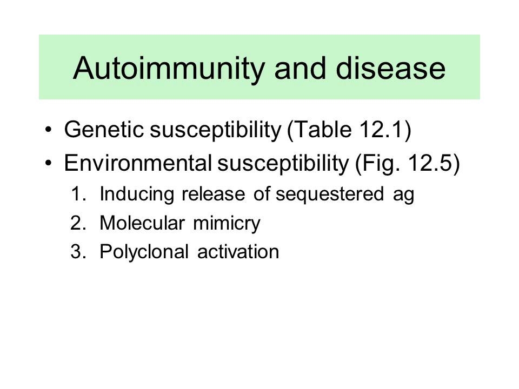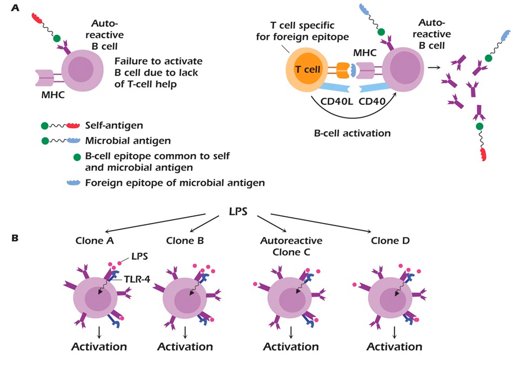Now, there could be environmental susceptibility as well. That's another issue. I'm going to talk about three important things in this one: release of sequestered antigen, molecular mimicry, and polyclonal activation, because that's something I want you to understand in terms of what is going on. Now, let's take one at a time.